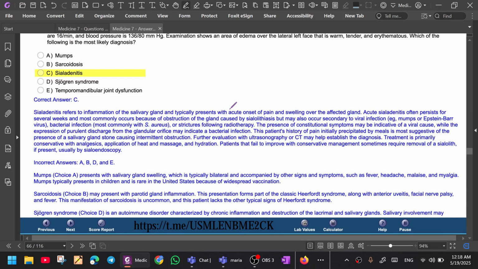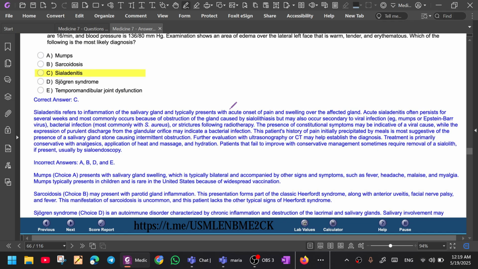This patient's history of pain precipitated by meals is most suggestive of the presence of a salivary gland stone causing intermittent obstruction. Further evaluation with ultrasonography or CT may help establish the diagnosis. Treatment is primarily conservative with analgesics, application of heat, massage, and hydration. Patients that fail to improve with conservative management sometimes require removal of the sialolith if present, usually by sialoendoscopy.